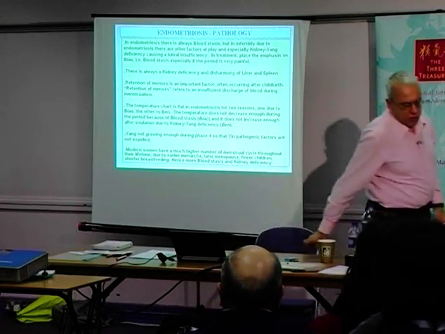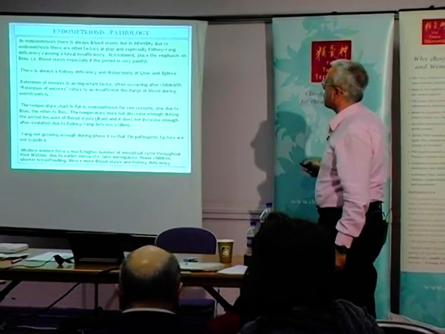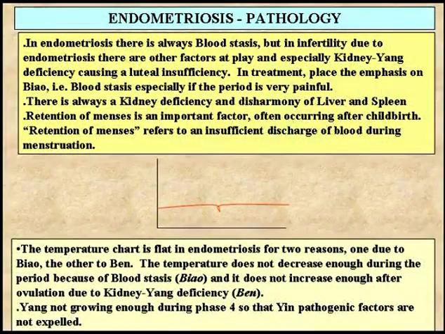These are some recommendations for the treatment of endometriosis. There is always blood stasis, but especially if there is infertility due to endometriosis, there are other factors, especially kidney yang deficiency. In treatment, place the emphasis on blood stasis, especially if the period is very painful. There is always a kidney deficiency. Retention of menses is an important factor, as Dr. Xia says. And as we will see in a moment, the temperature chart is flat in endometriosis. We'll look at that in a moment.